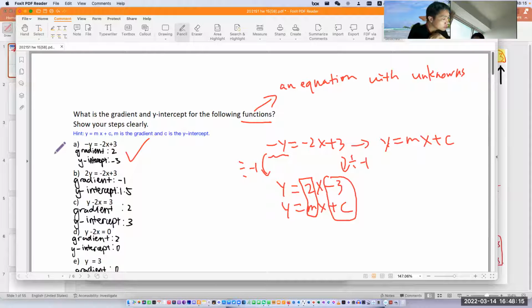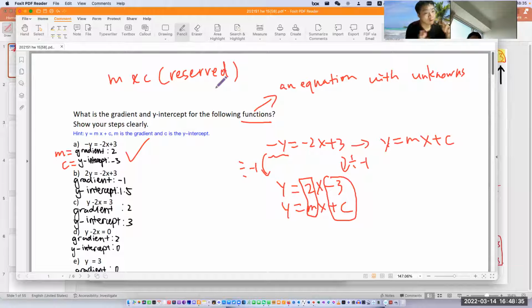Okay, good. So you can actually use m here, and you can use c. By the way, m and c are reserved letters in mathematics. Reserved means you don't use them for other stuff. They are reserved for the graph questions already. That's why we use x and y, a, b, and m, n. Actually, n is very seldom used because we don't want to confuse students, because m refers to the gradient. So it's reserved.